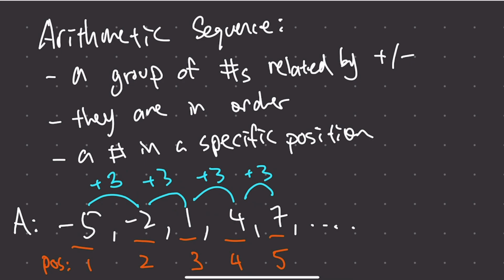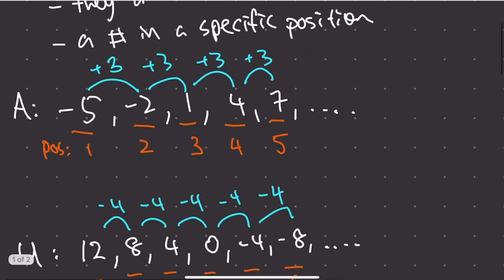An arithmetic sequence is a group of numbers that is related by either addition or subtraction. This group of numbers is in order. What that means is that a number is stored in a specific position. So let's take a look at an example.